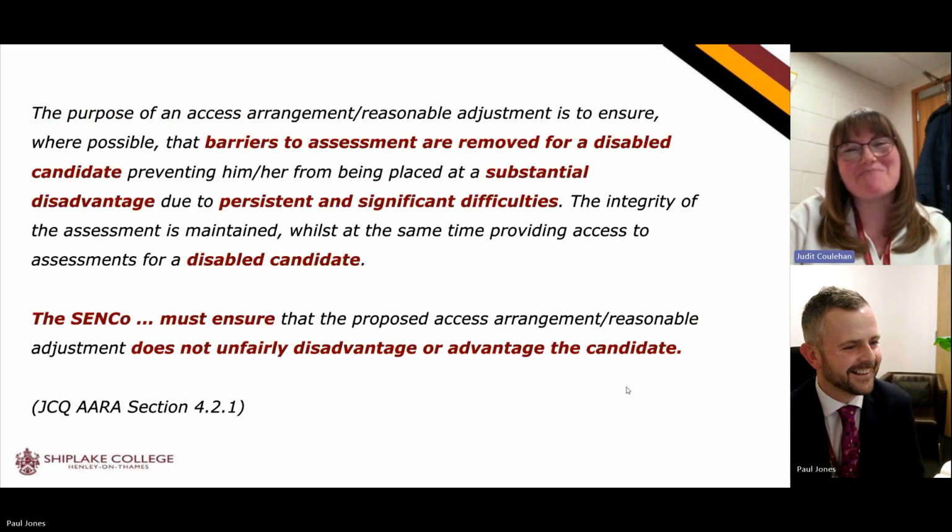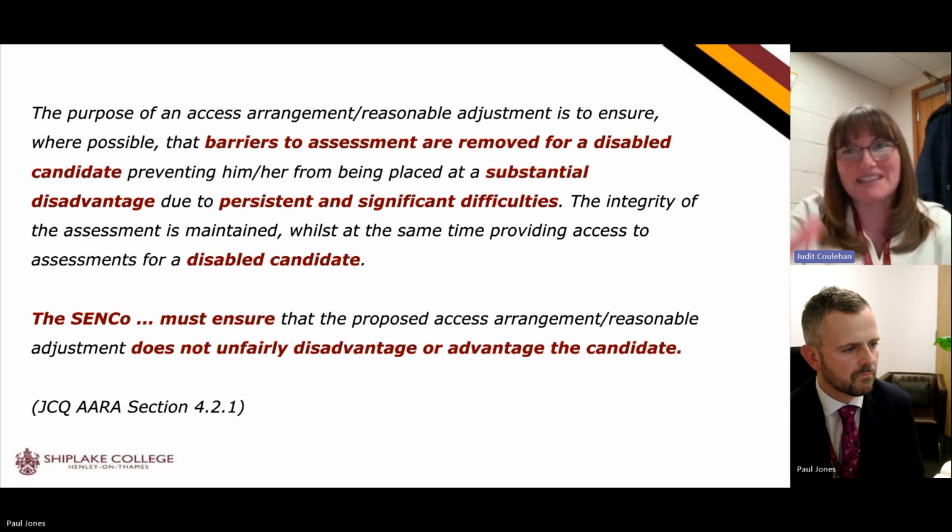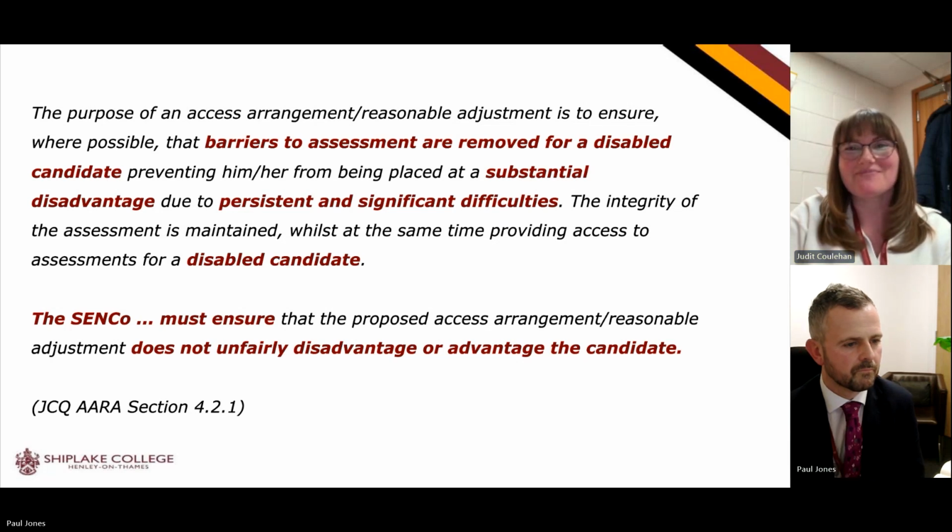Thank you. So obviously I've explained what barriers to assessment mean and balancing this need between meeting the need, but not giving an unfair advantage. But the actual wording I copied out here from the regulations as well, which obviously you can review once this presentation is published.